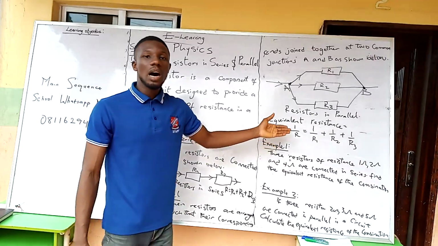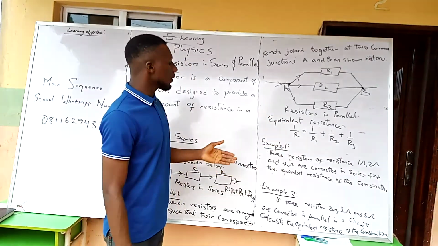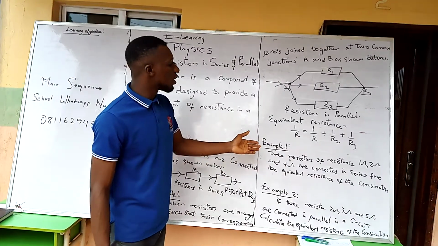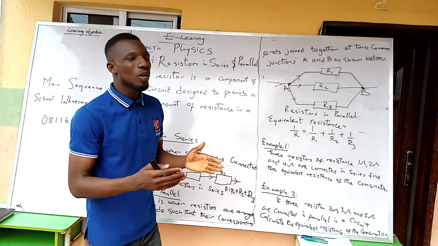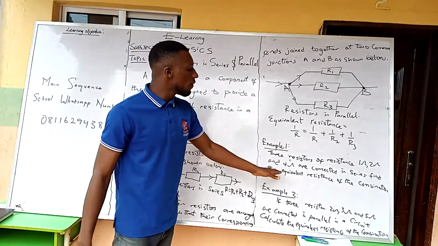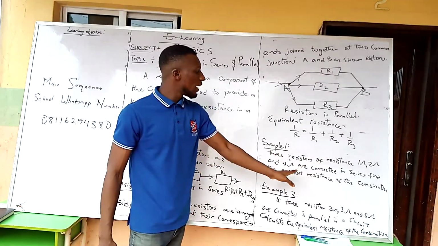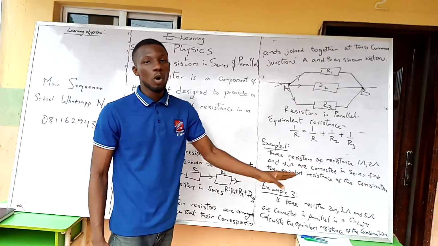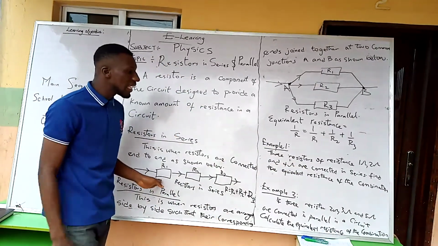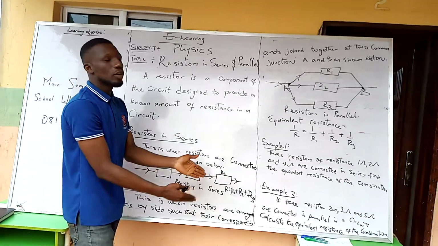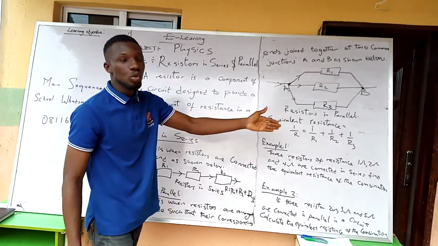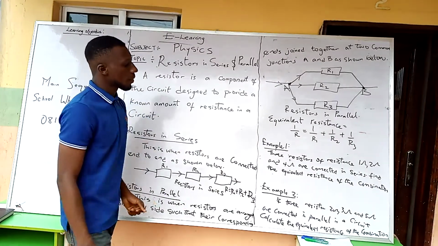Now, looking at our example 1. Example 1 says 3 resistors of resistance 1 ohm, 2 ohms, and 4 ohms are connected in series. The equivalent resistance of the combination will be what? So you can see they are connected in series to one another, meaning we are going to be adding them to one another. That will be 1 plus 2 plus 4.